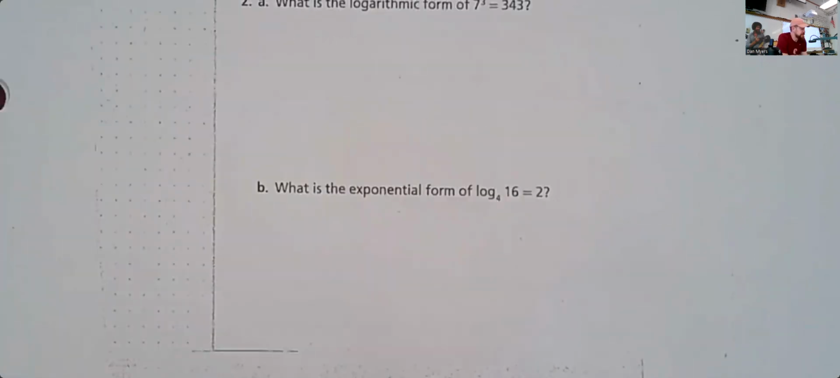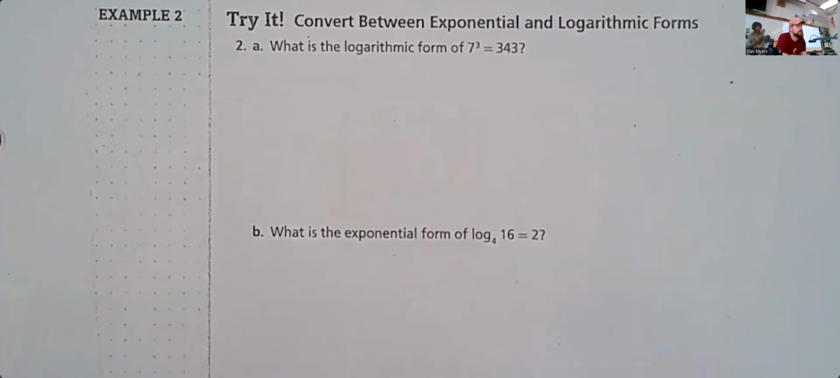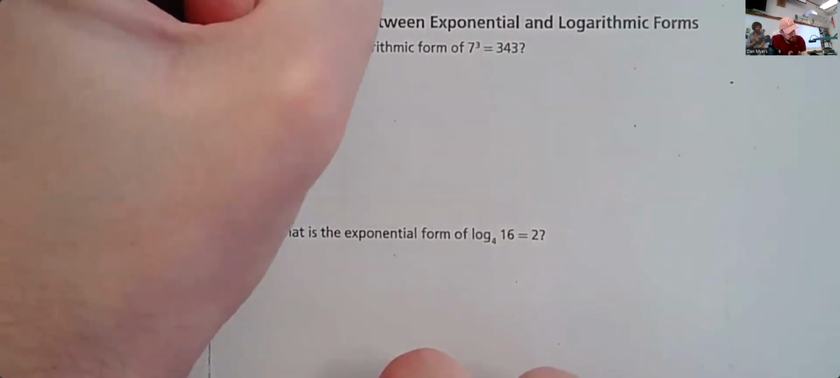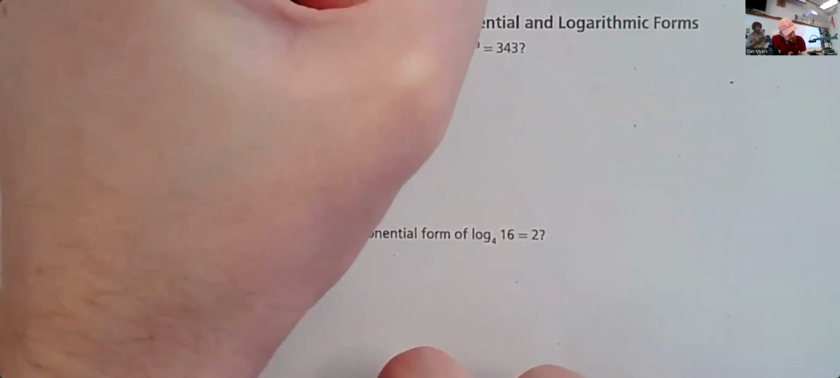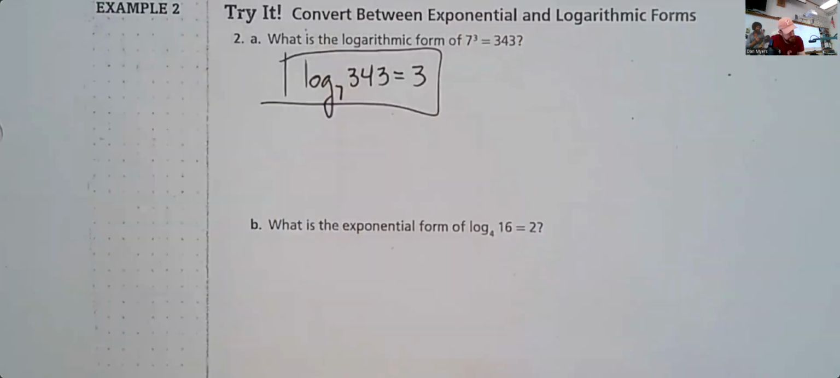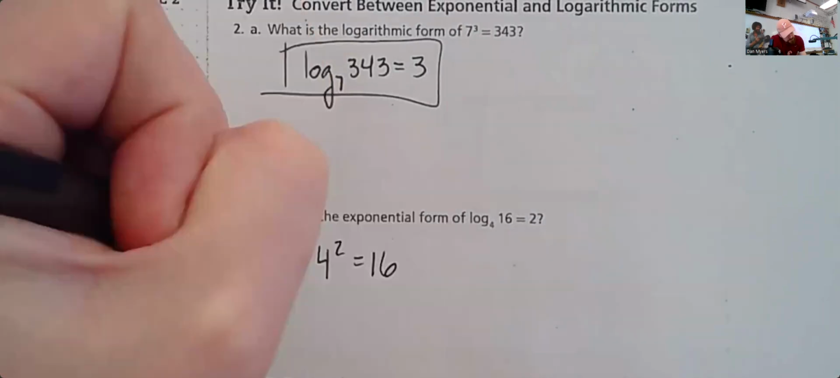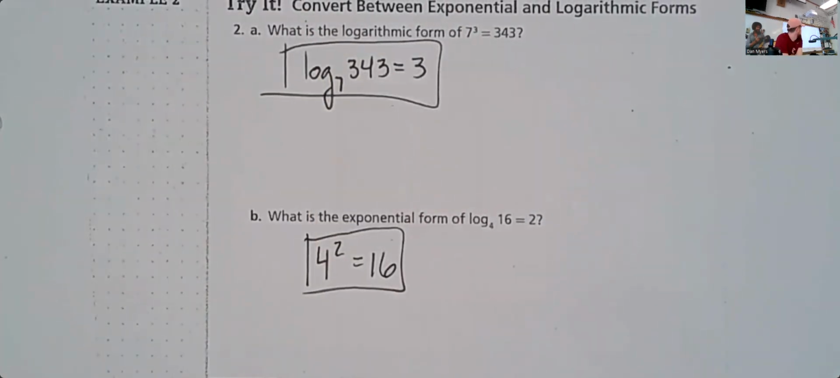All right, A and B down here. Do both of those. A couple more. Same process. Here we go for A and B. Go ahead and check those.